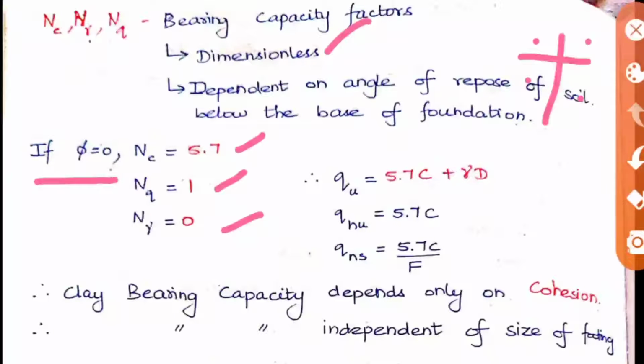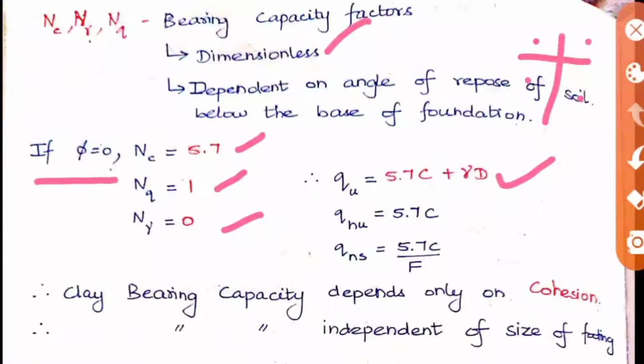There the formula is given as c Nc plus gamma D Nq plus 0.5 gamma B N gamma. Here the N gamma is 0, so the third term goes off, and the second term Nq is 1, so only gamma D will be there, and the first term c Nc becomes 5.7 c. So that is what I have written here: 5.7 c plus gamma D.